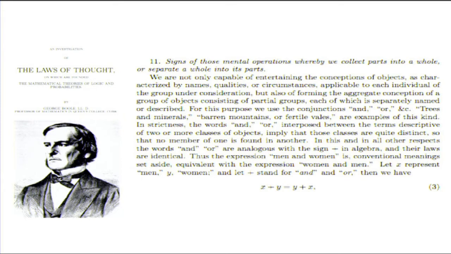For example, we use conjunctions, and, or, Mr. Boole writes. Trees and minerals. Barren mountains or fertile vales. It's simply handy to talk about the world we experience by keeping track of things using words like and, or, and so on. So handy have we found this to be in our experiences that in any material in which we can do it, we have implemented the equivalent of Mr. Boole's observations. It's called logic, Boolean logic, after Mr. Boole. We implement the equivalent of an and operation, an or operation, and so on.